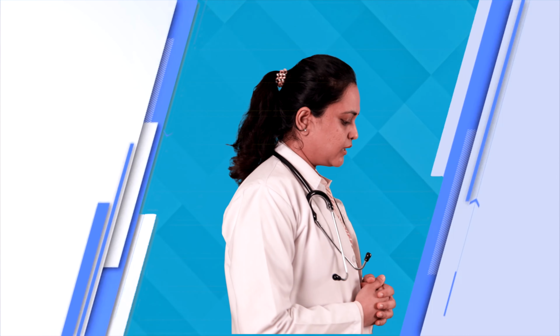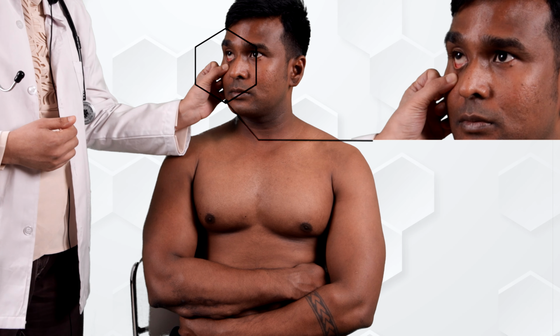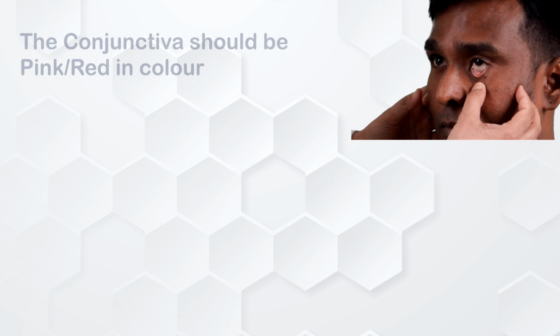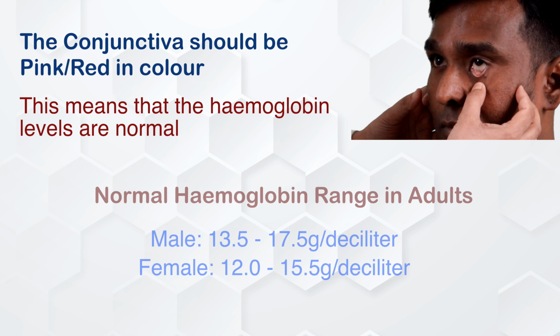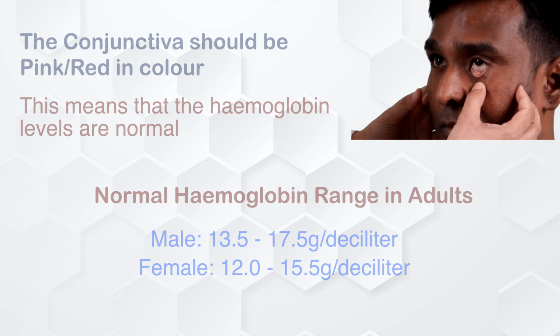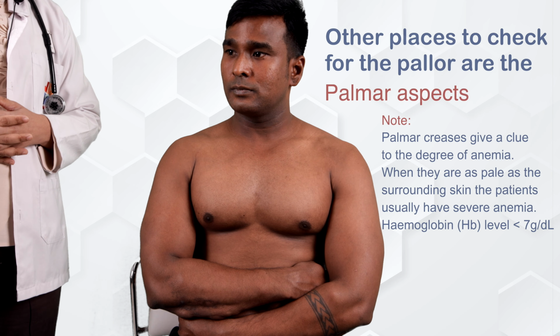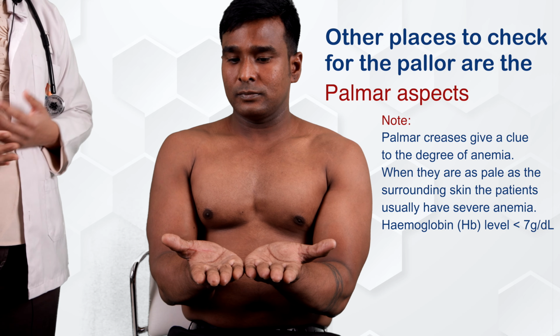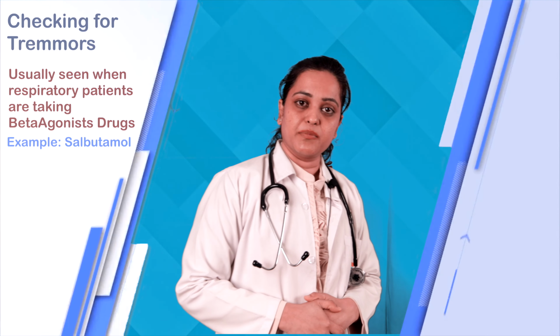So moving on to the other test, which is pallor. Pallor is what I will check now under your eye. We feel the lower palpebral conjunctiva. We just observe it and we look for the color of the conjunctiva. If it's red and nice and pink, that means it's normal, so the hemoglobin levels are expected to be within the normal range. And the other places that we can check for the pallor are the palmar aspects. So I'm going to check for any tremors, if any.